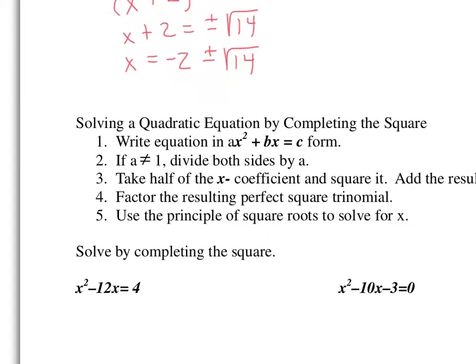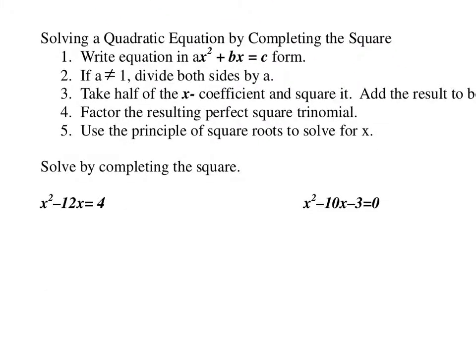So in general, to solve a quadratic equation by completing the square, we have to make sure that it's written in the form ax squared plus bx equals c. So your x terms are on the left, your numbers on the right. If a is not equal to 1, you divide both sides by a. So you want your x squared to have 1 as its numerical coefficient.